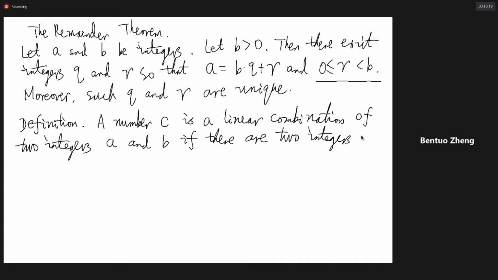two integers S and T, so that C can be written as S times A plus T times B. Okay, so you can find the integers S and T so that C is equal to SA plus TB. All right, so let's look at some simple examples.